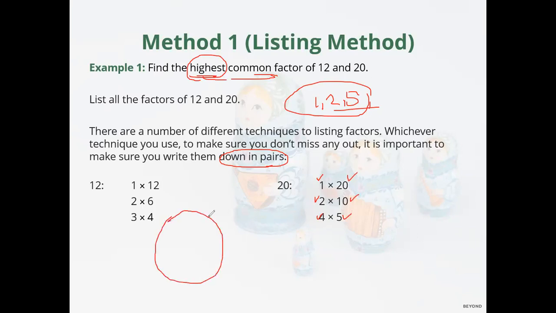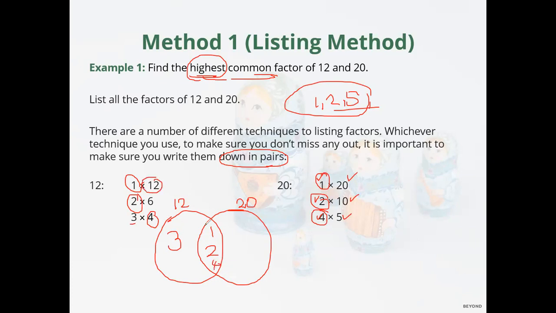So let's draw the Venn. This is for 12 and this is for 20. Where will I put my 1? 1 is in both, so I'll put my 1 in the middle. I also have 2, isn't it? So the 2 will also go in the middle. Now 3 is only a factor for 12, so I'll put my 3 here. 4 is a factor for both, so I'll put it here in the middle, common.